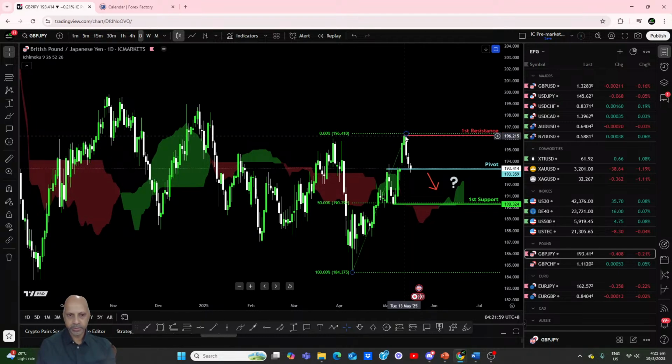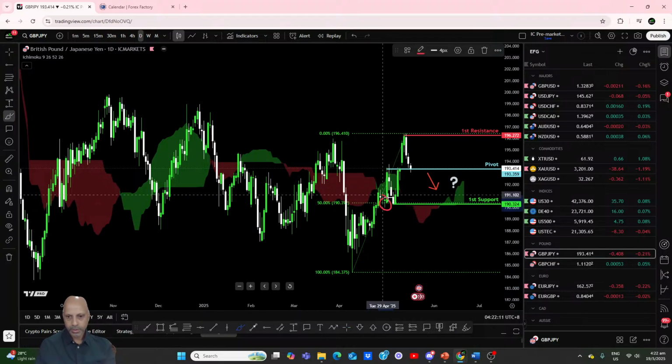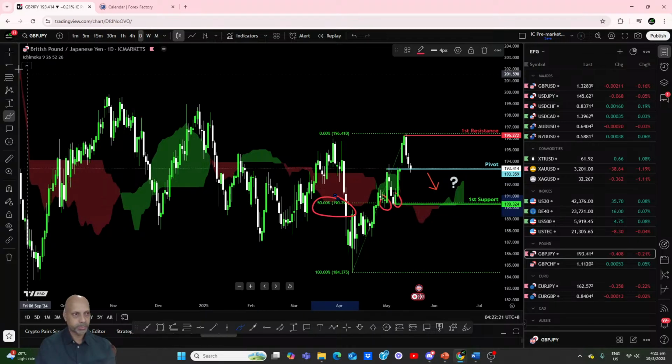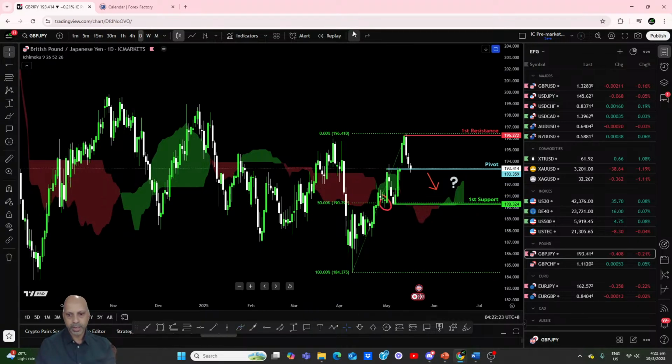First resistance, of course, is a swing high that was formed on 13th of May, and in terms of support, it's a pretty decent swing low level, almost like a double bottom here at 190.34. So that's how the first support has been identified, and it's also a level that's accompanied by a Fibonacci retracement at 50%. This is where we can identify a pretty decent take profit target for pound yen.